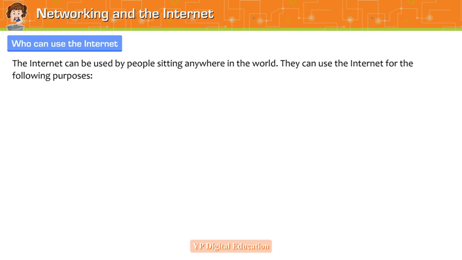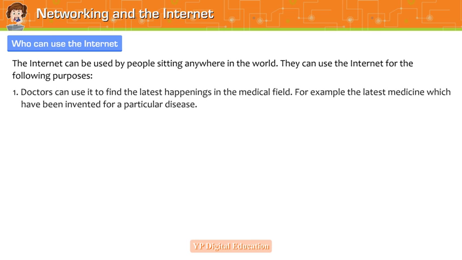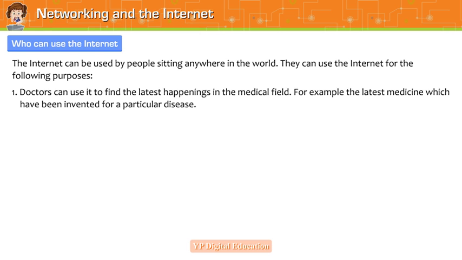The Internet can be used by people sitting anywhere in the world. They can use the Internet for the following purposes. 1. Doctors can use it to find the latest happenings in the medical field. For example, the latest medicines which have been invented for a particular disease.